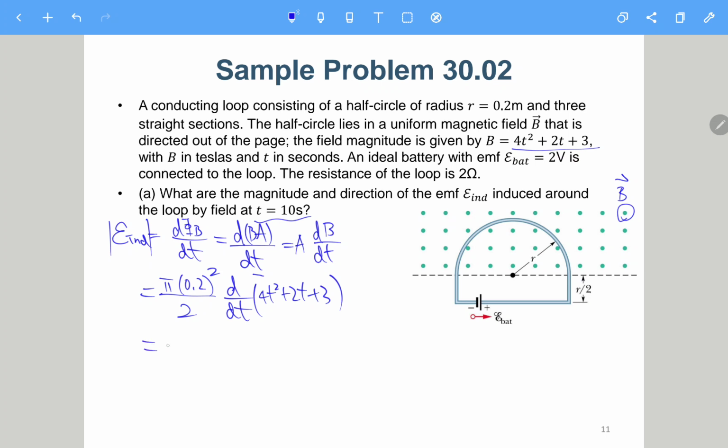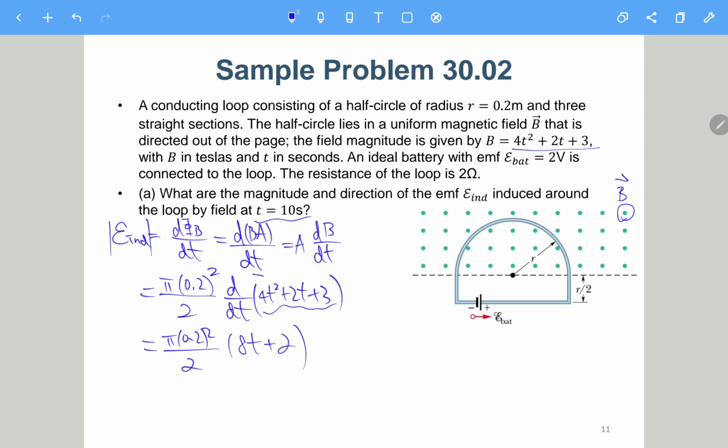In the front it is still pi over 0.2 squared over 2. We just need to calculate it later. We take the derivative, which is easy for the polynomial. The derivative of 4t squared will be 8t, the derivative of 2t will be just 2, and the derivative of 3 is nothing but 0. It is easy to take the derivative for a polynomial.